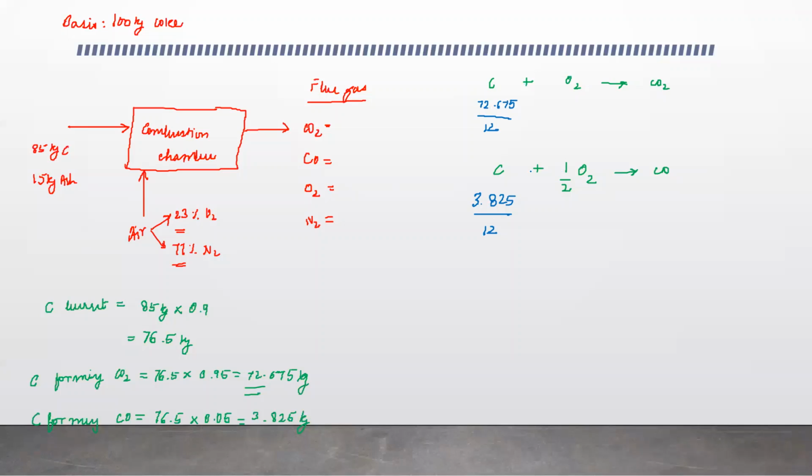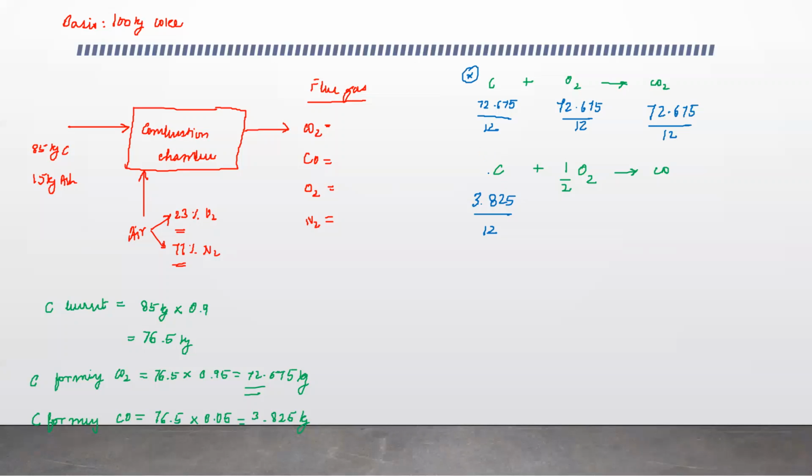Great. Now let's just play with the stoichiometry for some time, or should we go with mass balance? We can go either way. So I'll go with the stoichiometry. If we consider the stoichiometry of the first reaction, we see that the ratio is 1:1:1. So 72.675 by 12 kilomoles of carbon are going to react with 72.675 by 12 kilomoles of oxygen to form 72.675 by 12 kilomoles of carbon dioxide. That's going to be true.